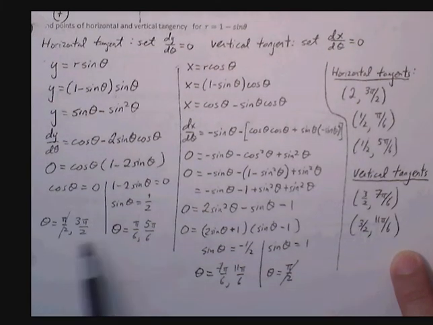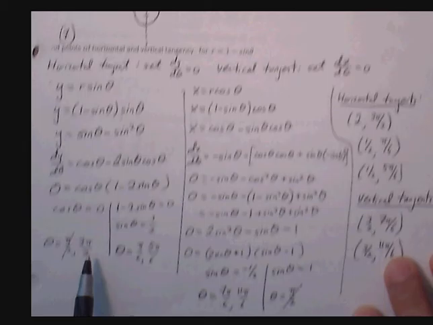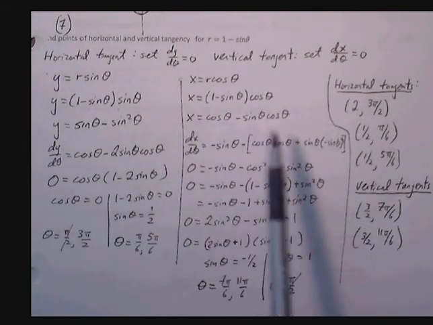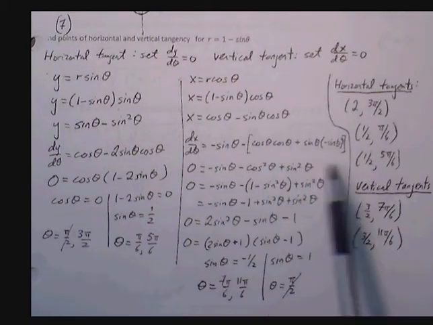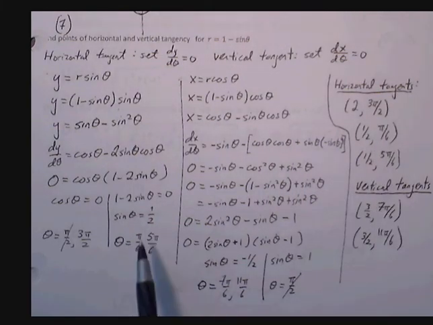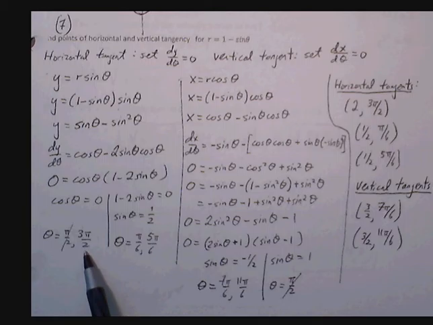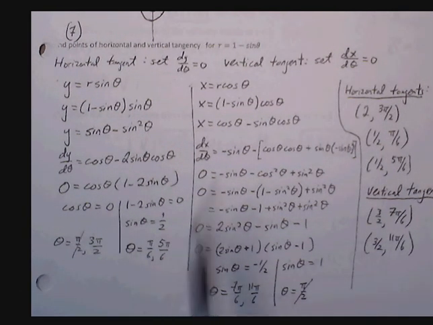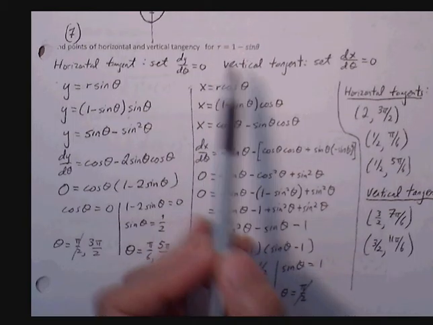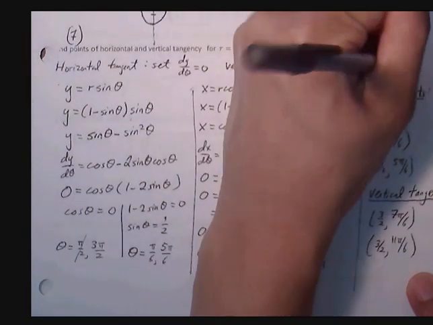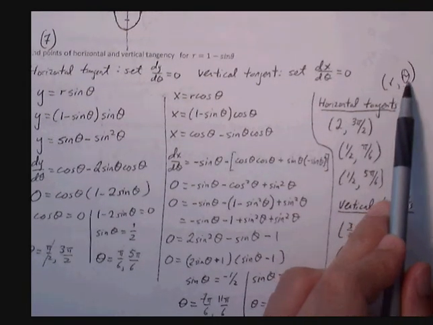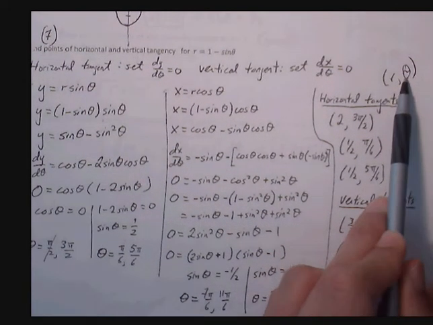All right, so we want to find the points in polar form here. So here we have theta is 3 pi over 2. If we want to find horizontal tangent, we can plug these theta back into r, to get it into the form of r comma theta.